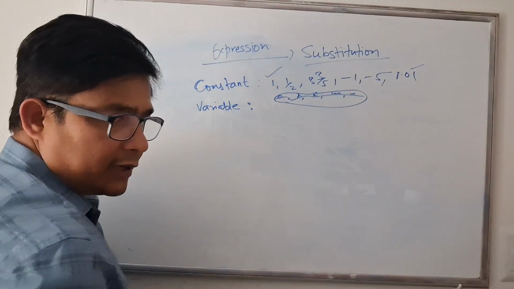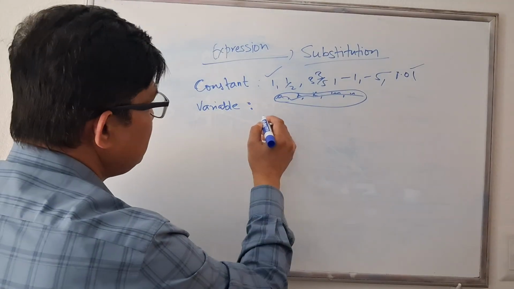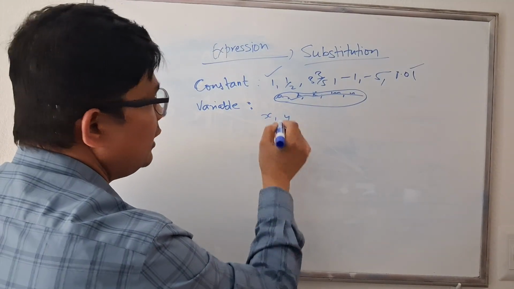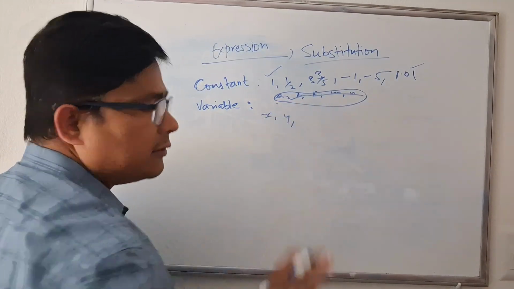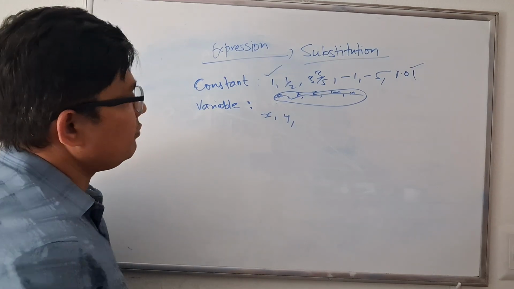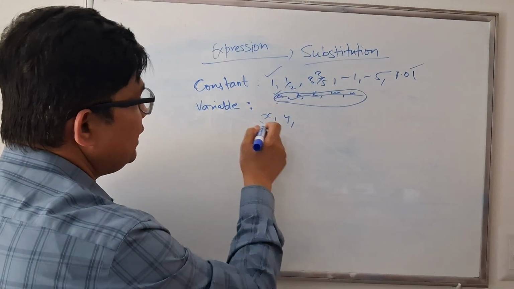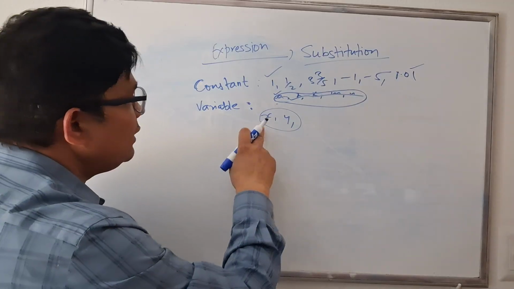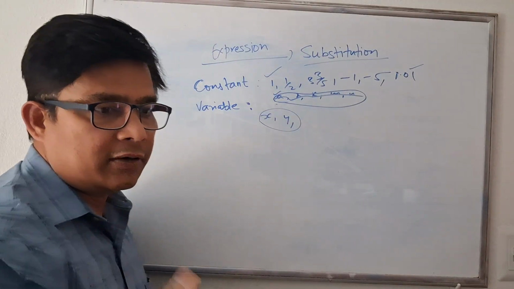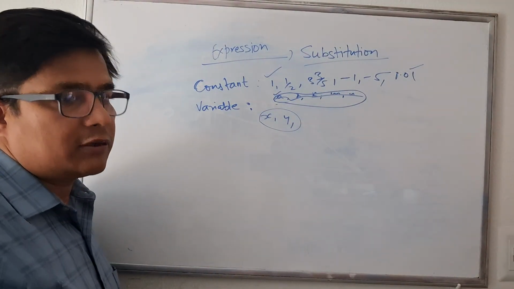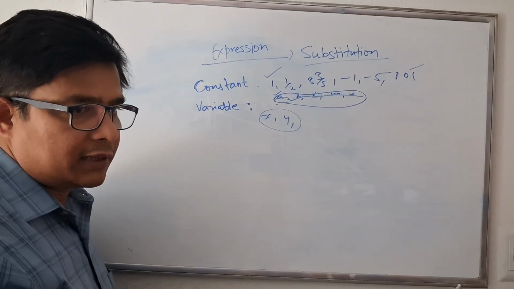A variable can take any value. Usually we represent it with x, y, and even a, b, c, d. All these letters can be variables. Most of the time you will see x and y. Why variable? Because it can have any value depending on your equation, depending on your question.